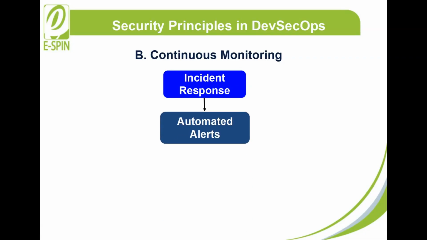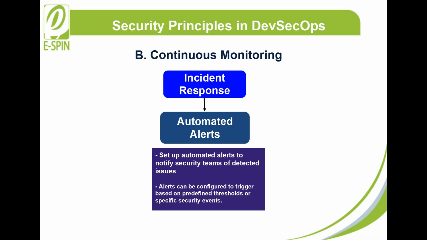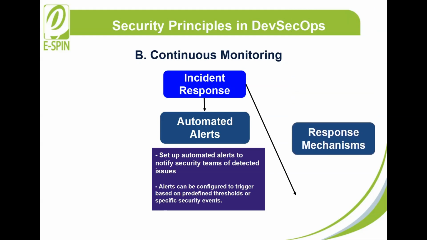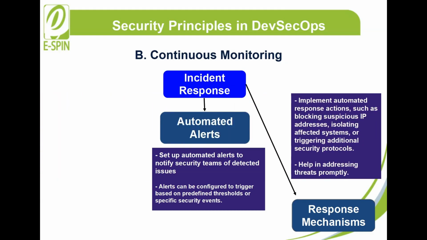Automated alerts. Set up automated alerts to notify security teams of detected issues. Alerts can be configured to trigger based on predefined thresholds or specific security events. Response mechanisms. Implement automated response actions, such as blocking suspicious IP addresses, isolating affected systems, or triggering additional security protocols. These mechanisms help in addressing threats promptly.